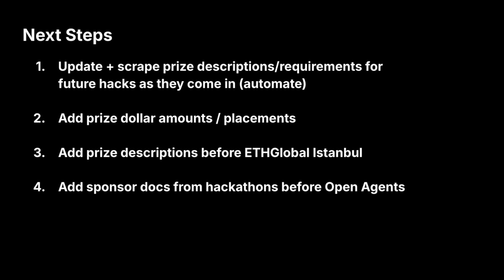Lastly, in terms of next steps, I want to update and scrape the prize descriptions and requirements for future hacks as they come in, so potentially find a way to automate this. Then add in the specific prize dollar amounts depending on their placements. Also add in the prize descriptions that happened before ethglobal Istanbul because the formatting for these was a little different. And then finally add in sponsor docs from hackathons that happened before open agents.